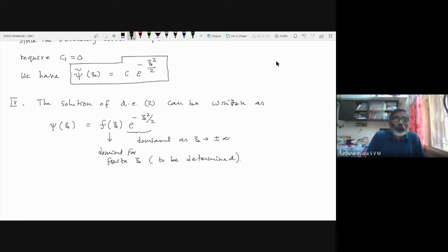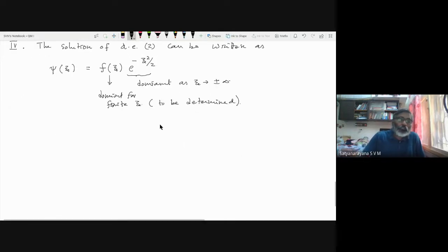Okay, so now how do we determine? We try to substitute in the equation 2. So let us first ask what is psi prime. Psi prime of psi is equal to f prime minus psi into f into e to the minus psi square by 2. So that is my psi prime.